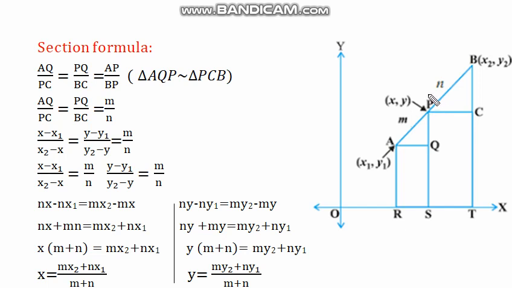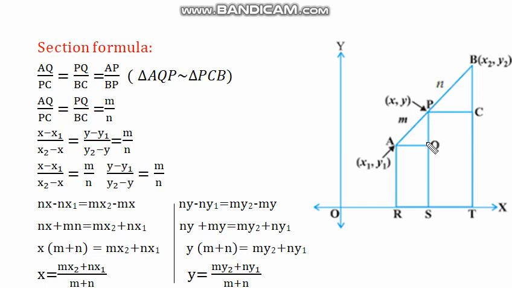So here directly we cannot find out that particular point. Then how to find out that particular point? First we need to make a right angle triangle by using this point P and B. So the right angle triangle is PBC. Next we need to make one more right angle triangle, the triangle APQ.